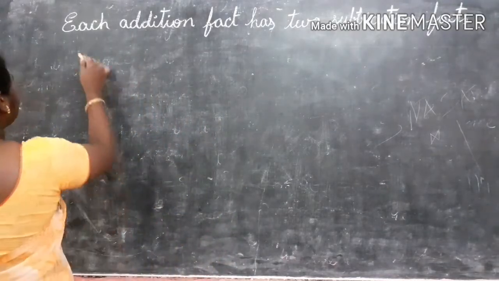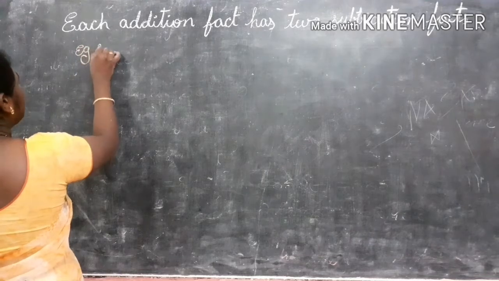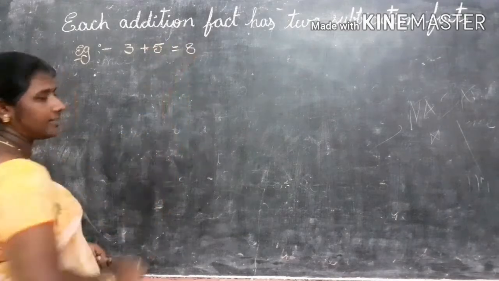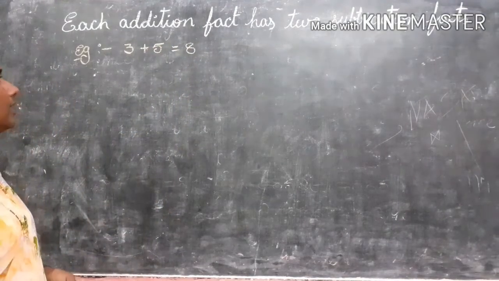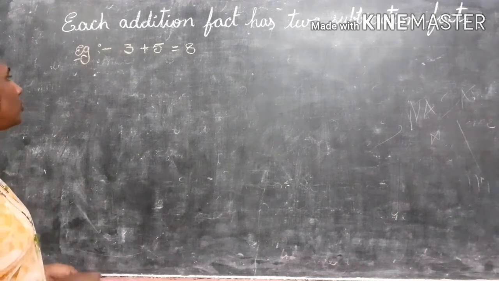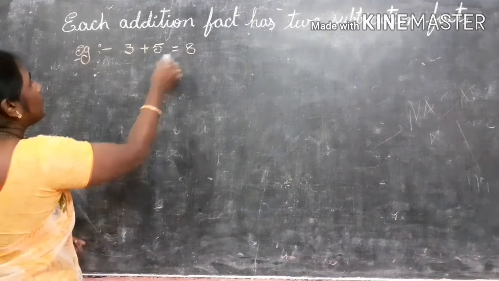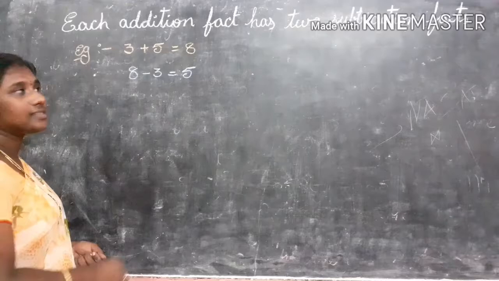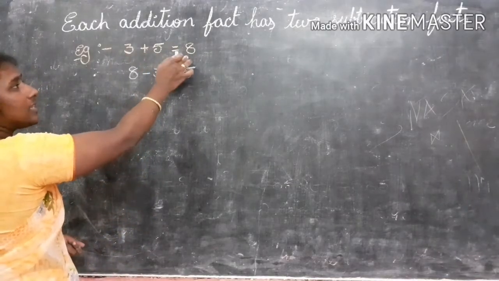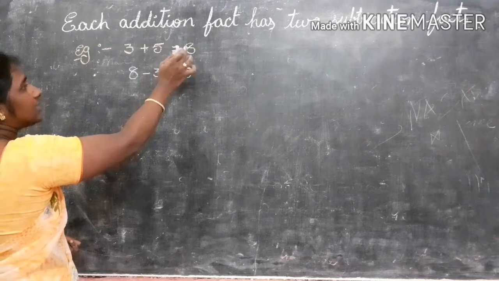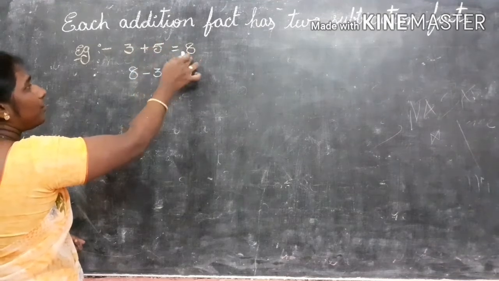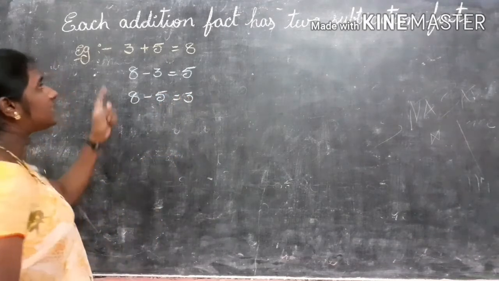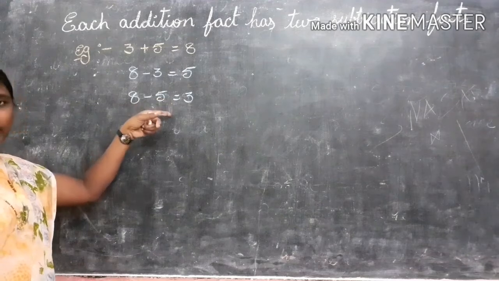Suppose, for example, see here, 3 plus 5 is equal to how much? 8. 3 plus 5 is equal to 8. For this, we can write two subtraction facts. See, 8 minus 3 is equal to 5. Next, we subtract this 5 from 8 and get the other number: 8 minus 5 is equal to 3. That means each addition fact has two subtraction facts.